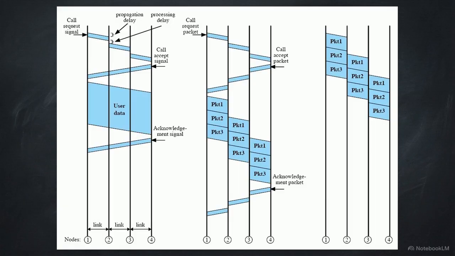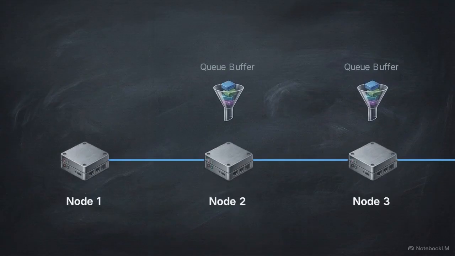The data flow takes on a staircase pattern. This happens because datagram switches utilize a store and forward mechanism. Store and forward requires an intermediate node to completely receive and buffer an entire packet before it can begin transmitting it to the next link, compounding the transmission delay at every hop.